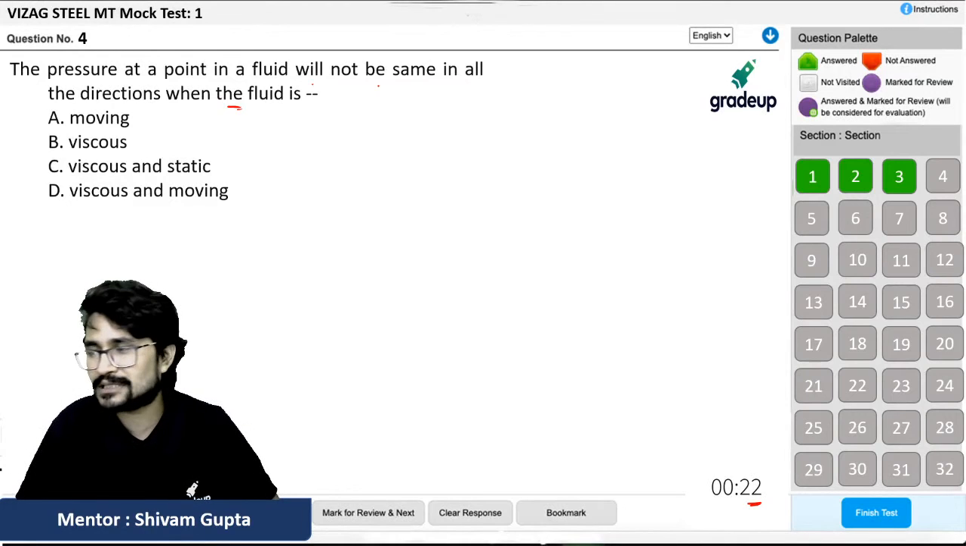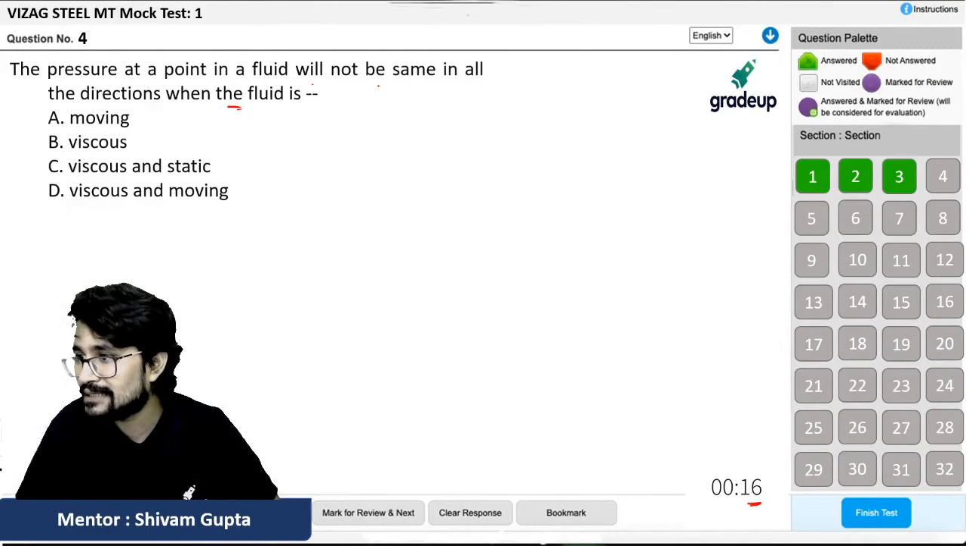What will be the answer for this question? Question number 4. Just give me the answer fast, guys. Come on. Option number D, viscous and moving. TNV is saying option number D. Satish is saying option number D. Shivam is saying option number D.